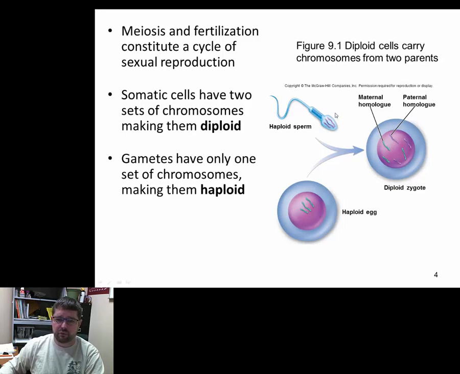Because you're going to have a pair of each chromosome type. So you'd have 1 through 23 in the sperm, 1 through 23 in the egg, and then you would have 2 copies of chromosome number 1, 2, 3, all the way to 23 in that zygote. That's where the diploid comes. It's 2 copies of every chromosome.